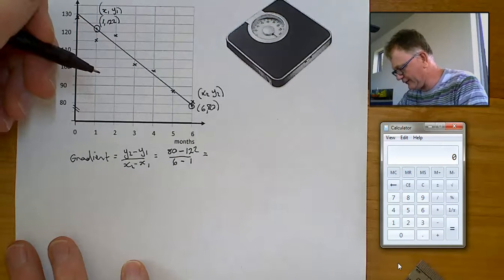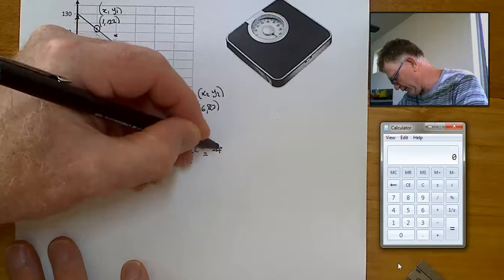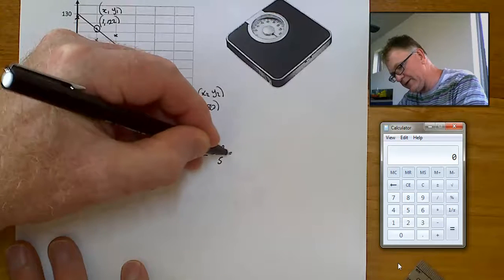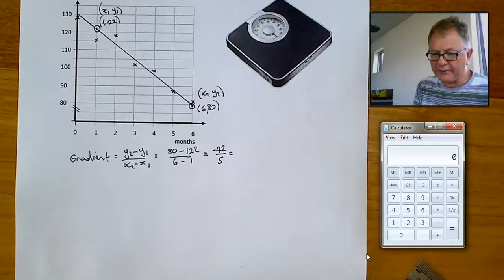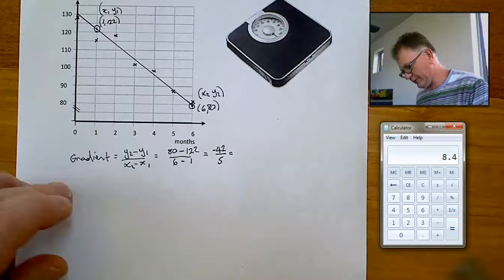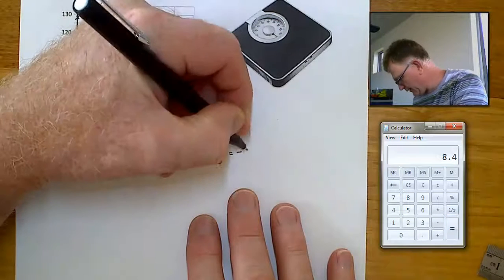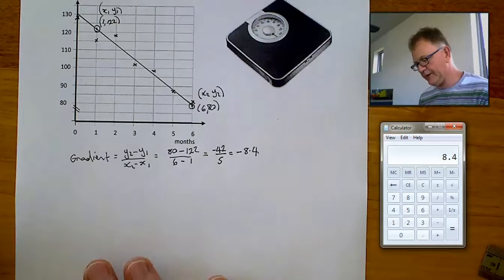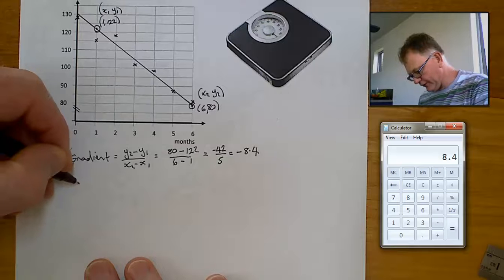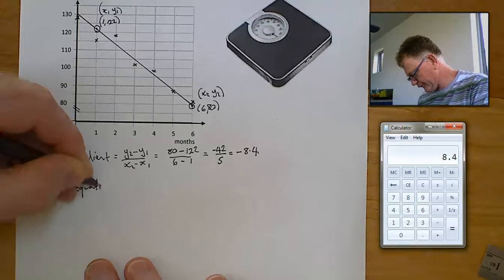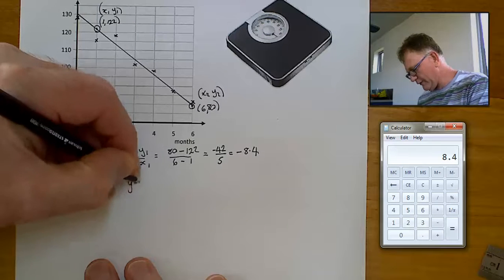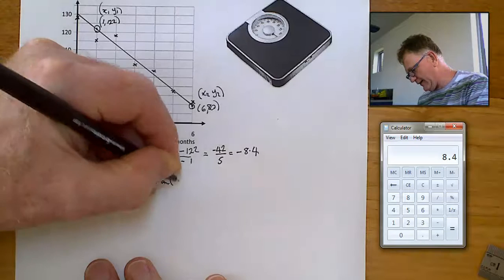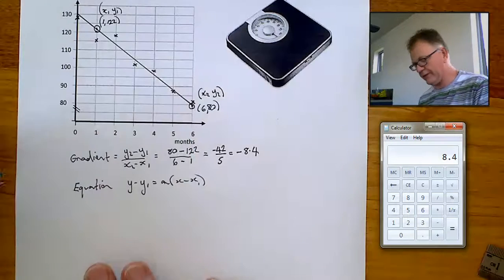80 minus 122 is negative 42 over 5, which equals, I'll go to my calculator, negative, because we've got a negative divided by a positive, negative 8.4 is the gradient between those points. Now that I've got that, I can use the equation y minus y1 equals a times x minus x1 to work out the equation between the points.